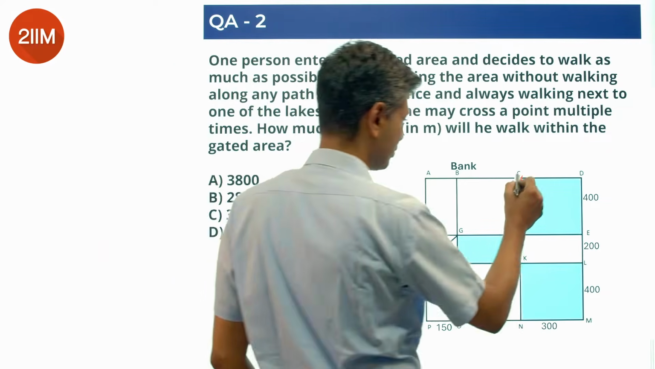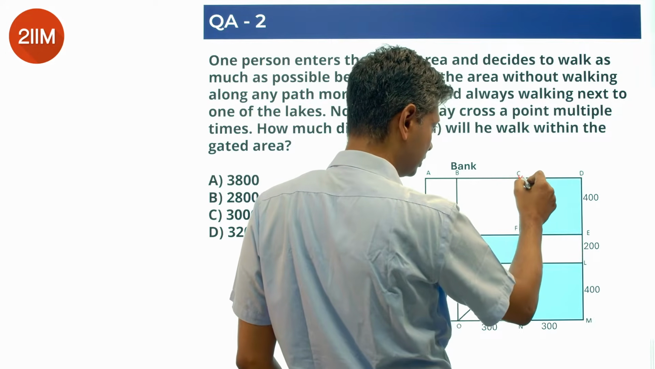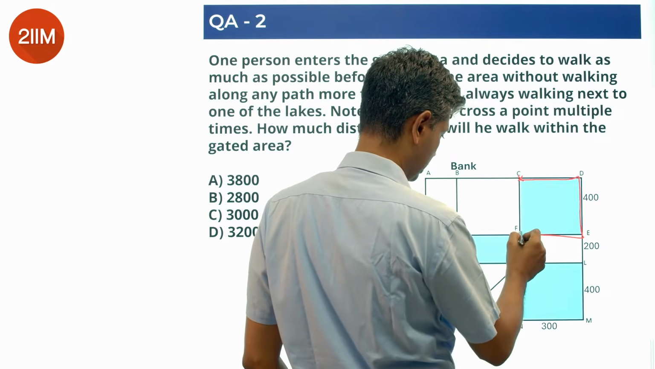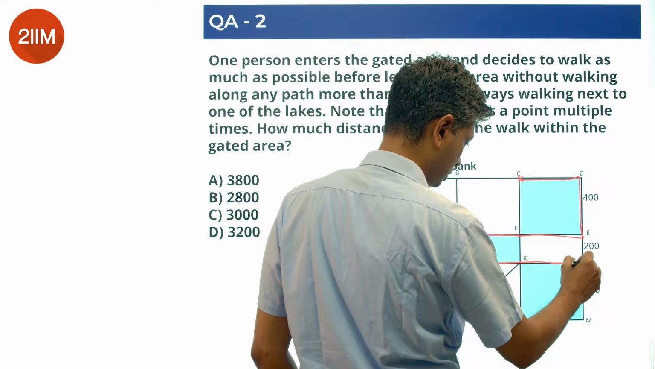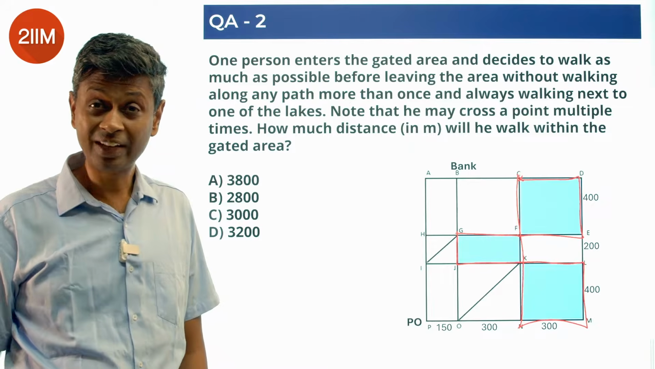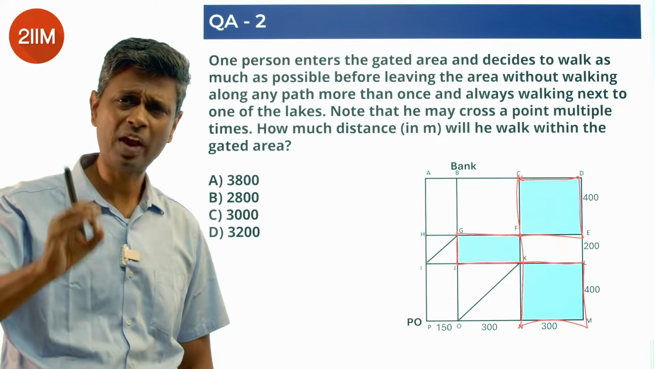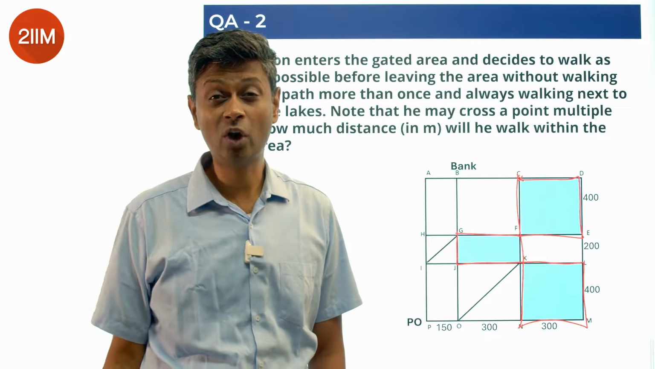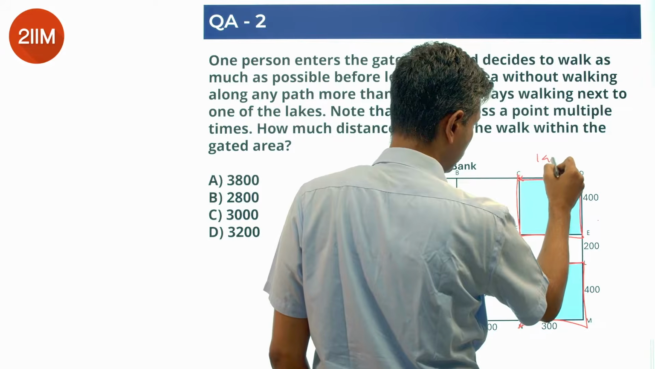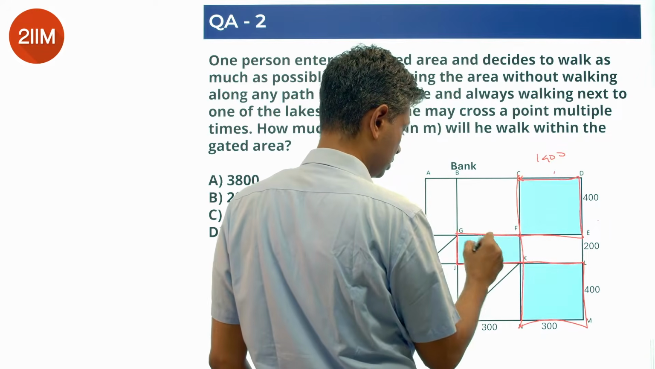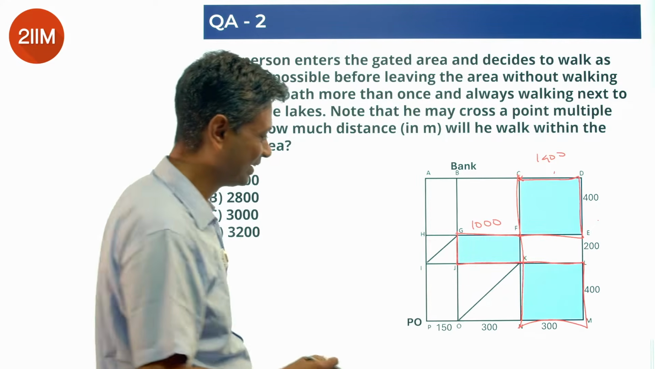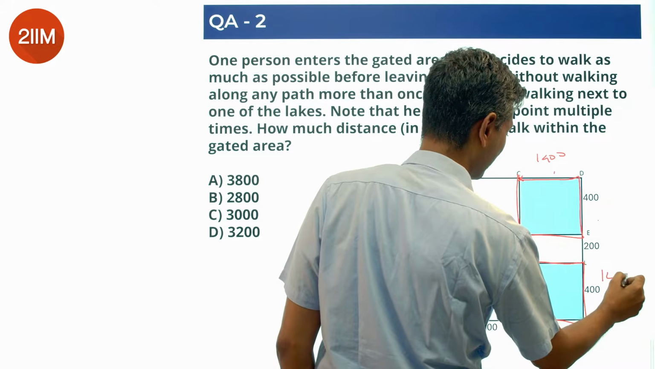We start at C. We go like this, then we'll have to come back somewhere like this. So I'm going to go like this, and then straight, done, done, done, done. If we do this, then every edge of every lake is covered. Very confident of this answer because this is 400, 300, perimeter 1400, 200, 300, perimeter is 1000, 400, 300, once again 1400.